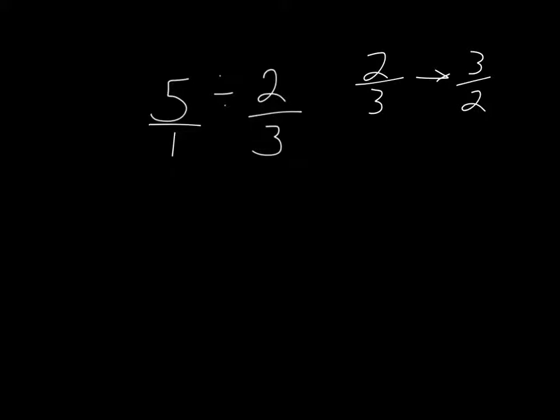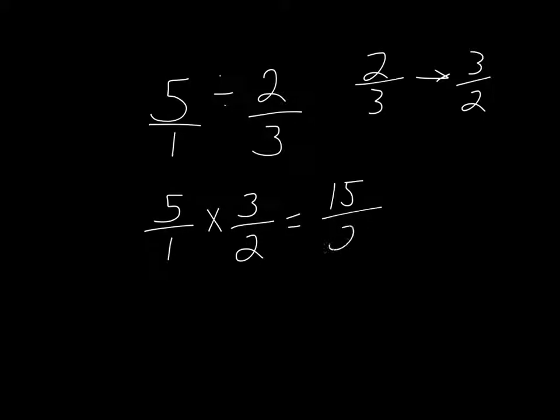So now we're going to rewrite our fraction. We have 5/1, and now we're going to multiply by the reciprocal of 2/3. And again, the reciprocal of 2/3 is 3/2. So we're going to multiply it by 3/2. And now we multiply the numerators, and 5 times 3 is 15, and 1 times 2 is 2.